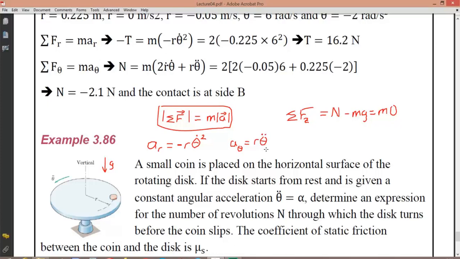Now theta double dot is given to us as alpha, and we can consider the theta dot as omega, if you want, which is going to change throughout the motion, right? Because we have this alpha as a constant angular acceleration, omega will start from 0 and will approach some value after n amount of rotations. Then the magnitude of the acceleration can be calculated as the square root of ar squared plus a theta squared.